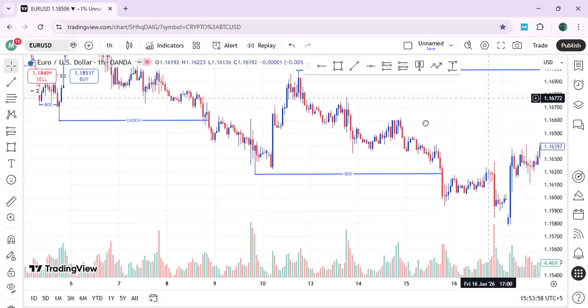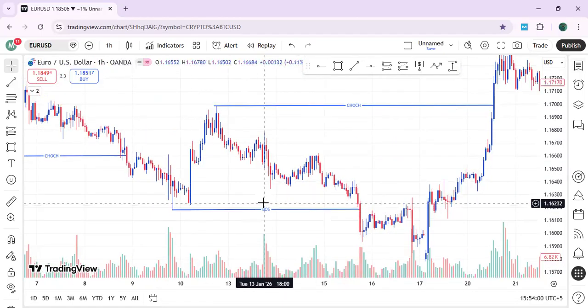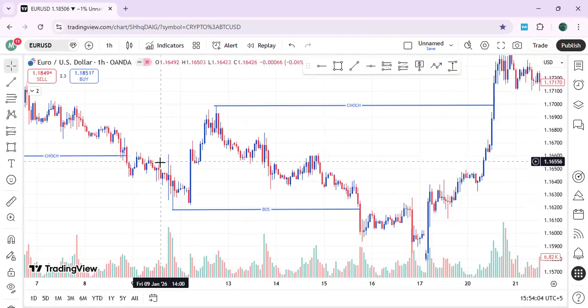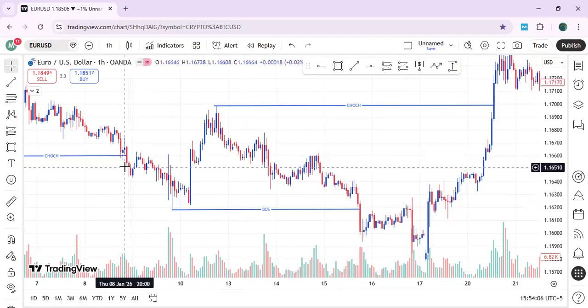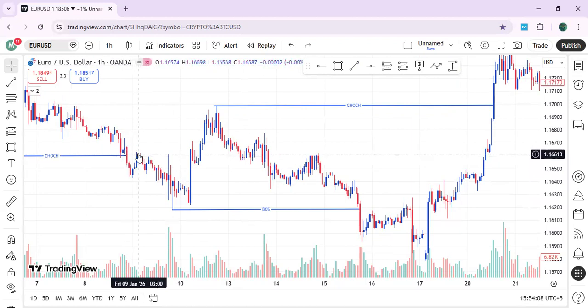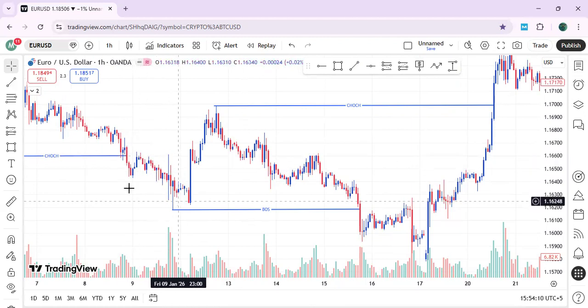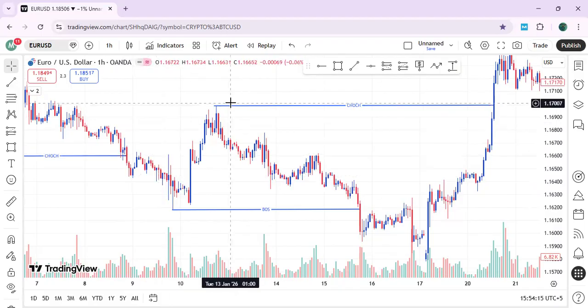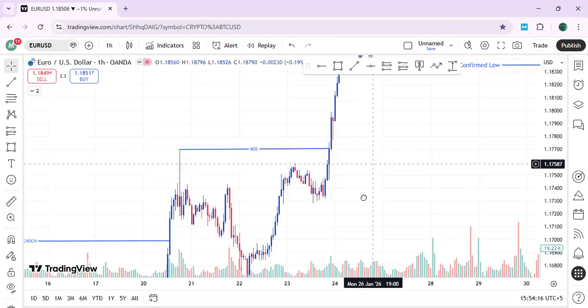Just see, in the same way the market did a break of structure here. At that point, just see what will be our independent bar. This one will be our independent bar. And the market gives a breakdown here. We will say this one is a break of structure here. Understand? In that way we will mark our point of interest.